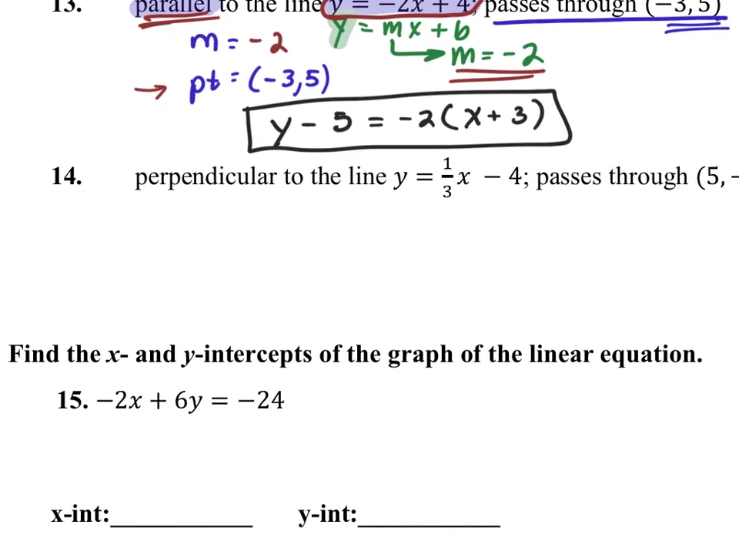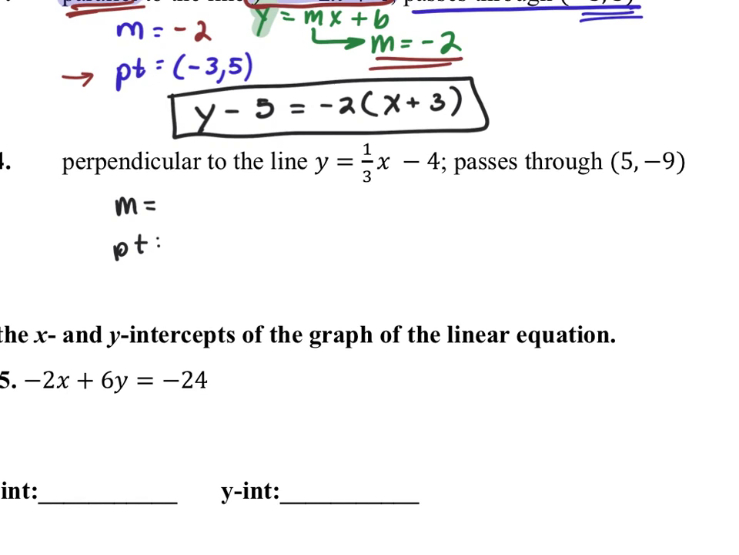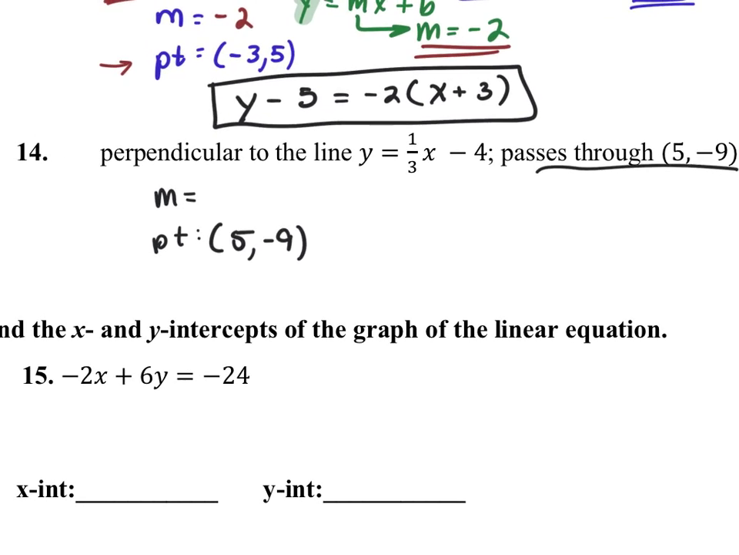Next one, problem 14, same idea. I need slope, I need a point. They gave me the point that I passed through. I have negative 9. They didn't tell me the slope. They kind of hid it here. They said I'm perpendicular to this line. Now this line has a slope of 1/3.